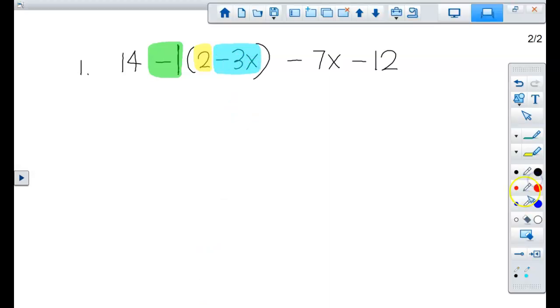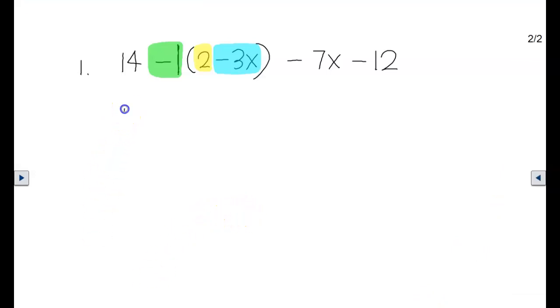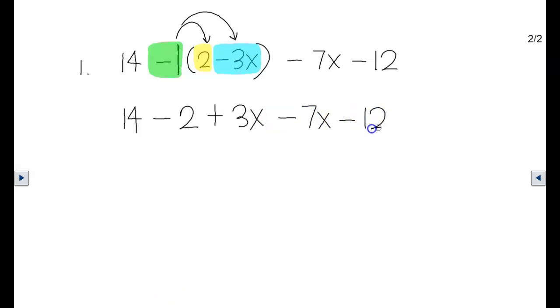So the highlighted part of this problem is what I'm going to do right now. Anything that's not highlighted, I'm not going to do anything to right now. So those are just going to move down. So 14 is going to move down, and then I'm going to start distributing. So I'm doing negative 1 times 2. That is negative 2. I'm doing negative 1 times negative 3x. So that is positive 3x. Then I have minus 7x minus 12. And the first step in simplifying is done.